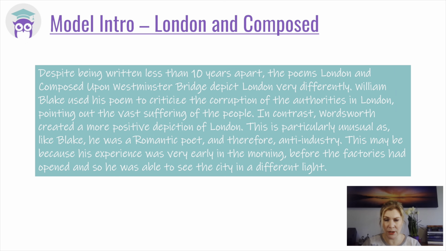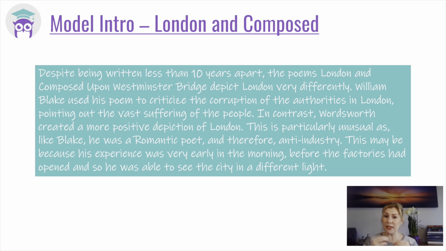I'm doing this based on William Blake's London and Wordsworth's Composed Upon Westminster Bridge. But again, if you don't know these poems, just look at it for the style. Despite being written less than 10 years apart, the poems London and Composed Upon Westminster Bridge depict London very differently. William Blake used his poem to criticise the corruption of the authorities in London, pointing out the vast suffering of the people. In contrast, Wordsworth created a more positive depiction of London. This is particularly unusual as, like Blake, he was a romantic poet and therefore anti-industry. This may be because his experience was very early in the morning, before the factories had opened, and so he was able to see the city in a different light.